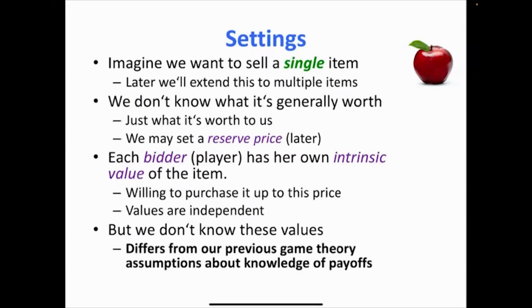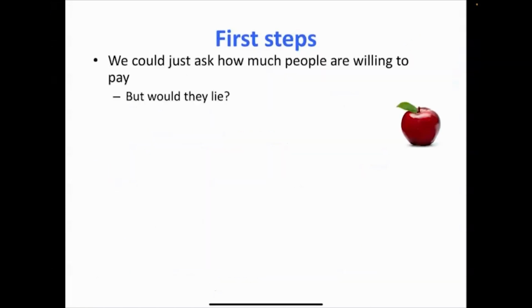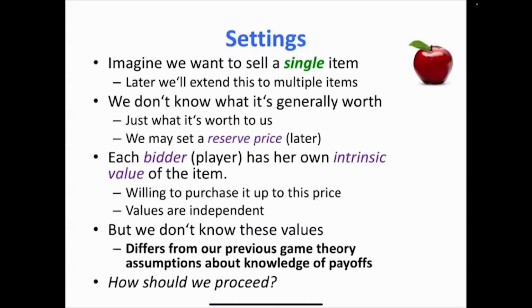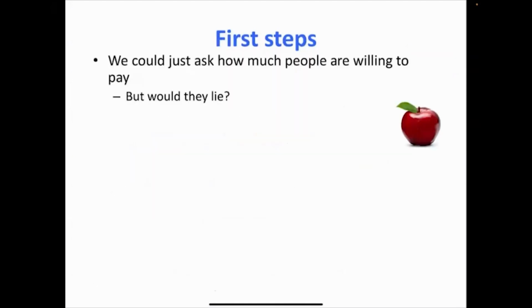So this is already different from the assumption we had about knowledge of payoffs in most of the games that we encountered, apart from the Bayesian game. How should we proceed with this? First, we would ask how much people are willing to pay. Suppose you have an item and you want to sell it.